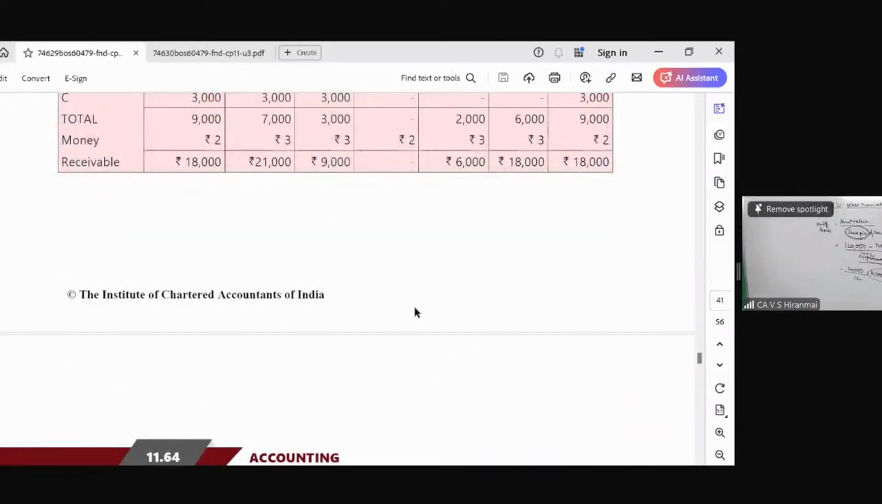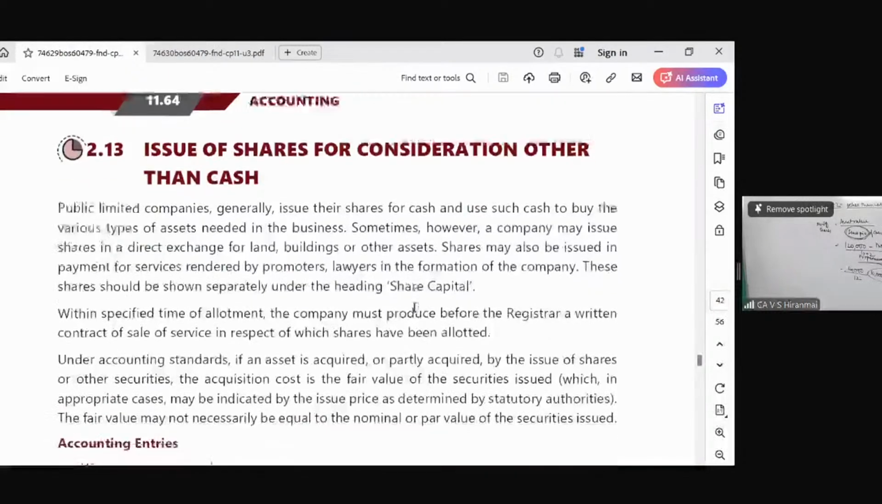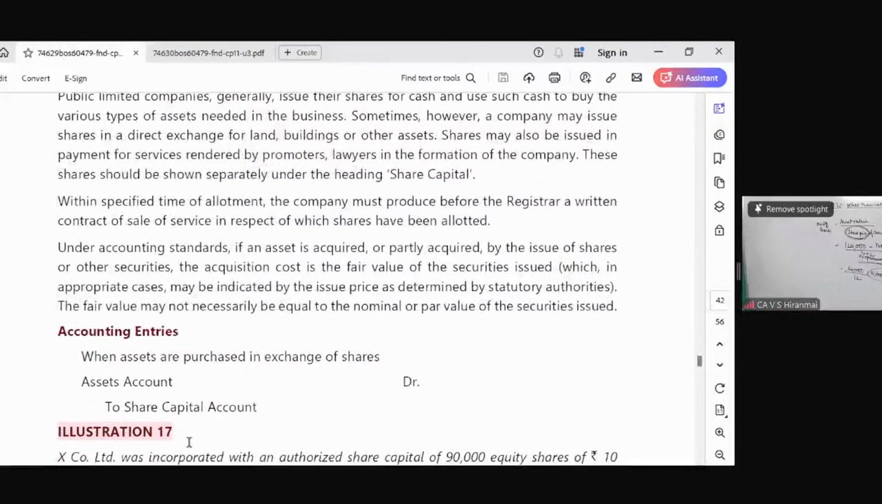Now we come back to this particular final point, wherein there is issue of shares for consideration other than cash. The simple entry is asset account debit, share capital. When you received money, it was bank account debit to share capital. Now you are not receiving money, but you are getting assets instead of that. So the single entry will be asset account debit to the share capital. It will be asset account debit to the share capital. As simple as this. Okay.